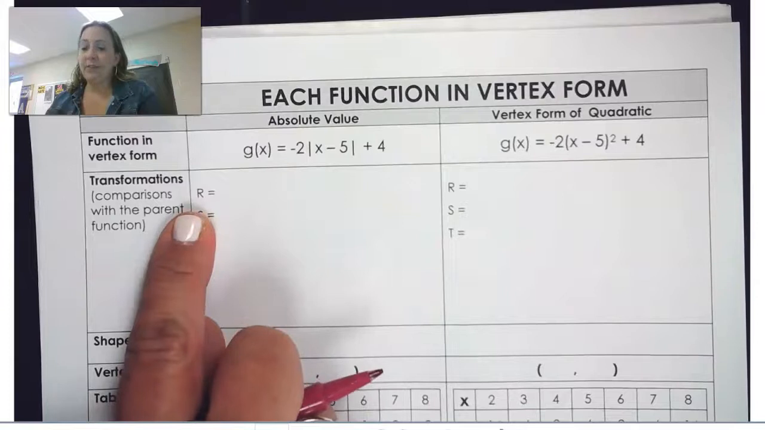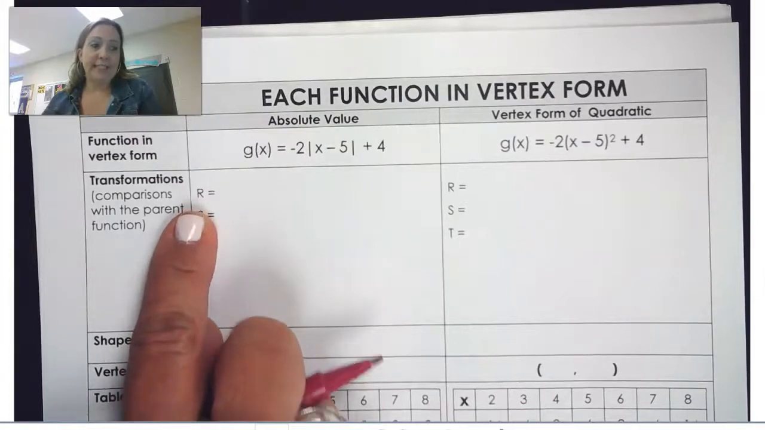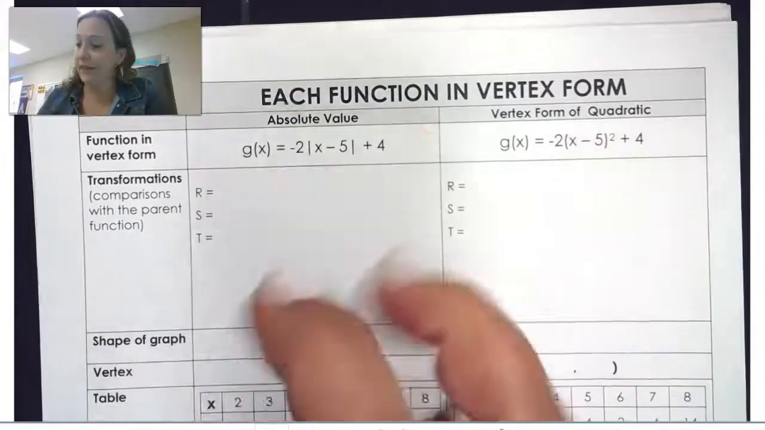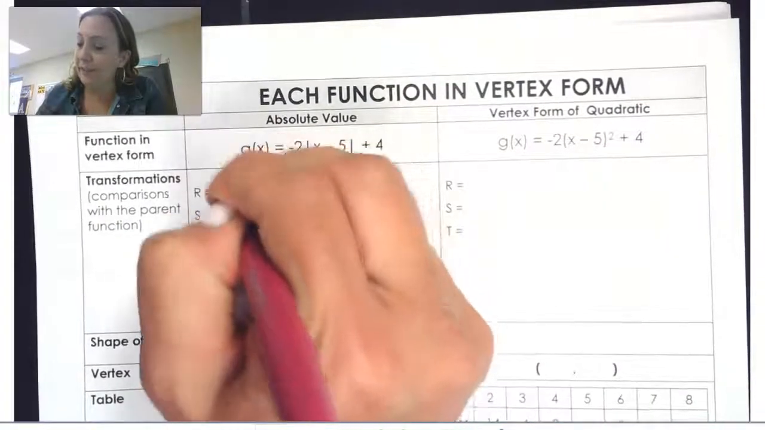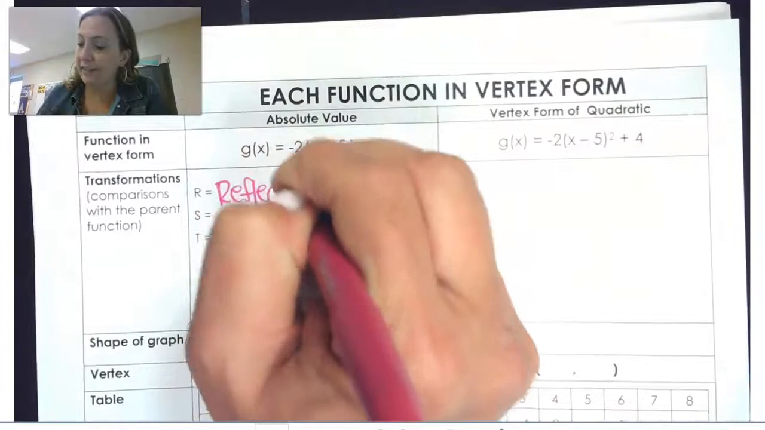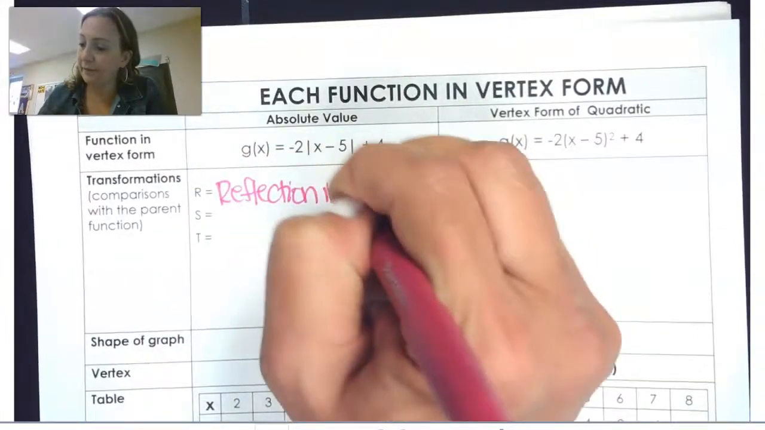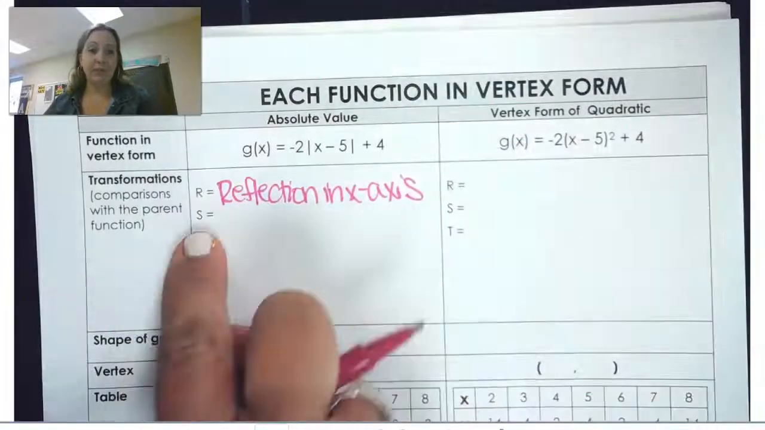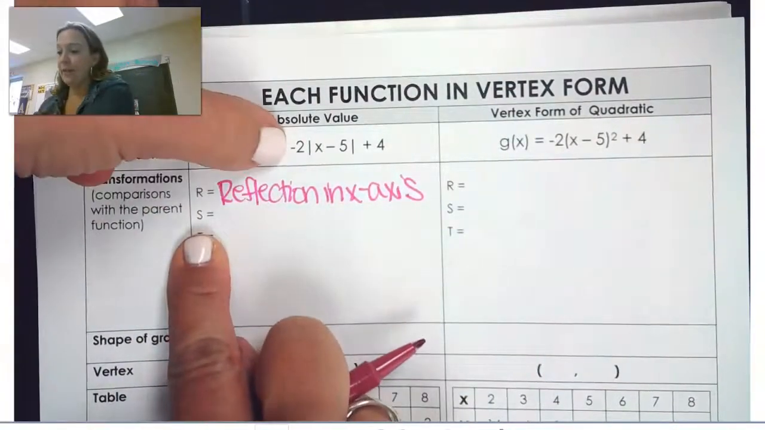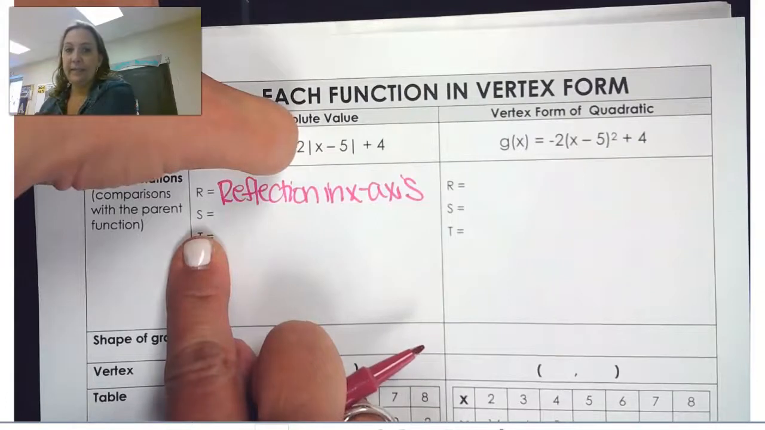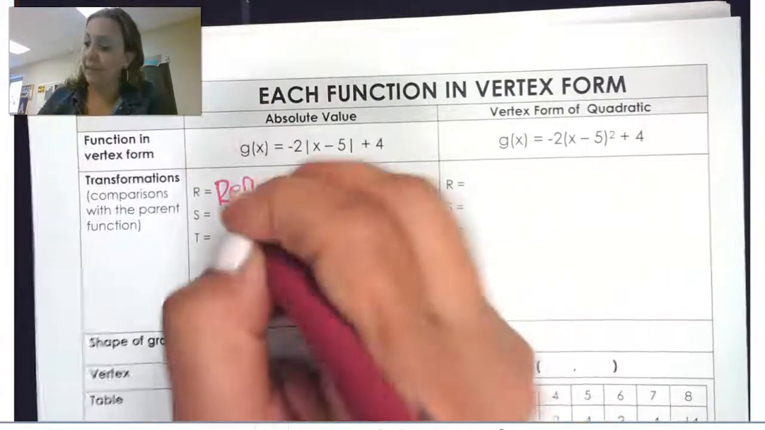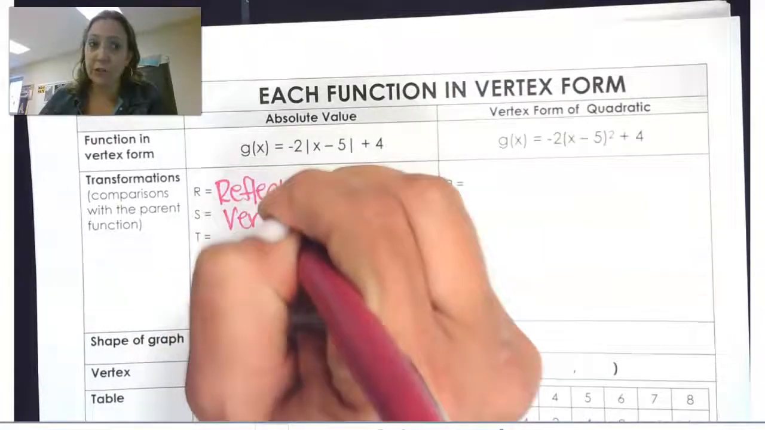R decides if there's a reflection in the x-axis. And we see that the A value is negative. So because of that, there is a reflection in the x-axis. S is for a vertical stretch or shrink. I ignore the sign and I see 2. 2 is bigger than 1. That means that I'm going to have a vertical stretch.